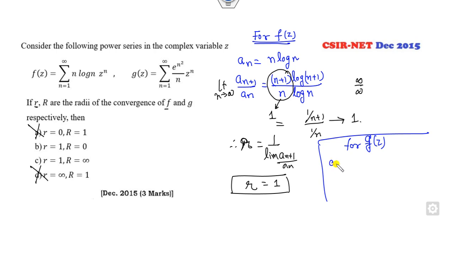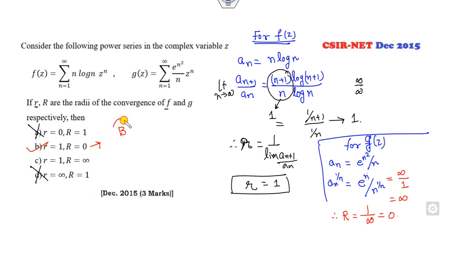For g, an is e raised to power n square over n. Since it is n square, I can choose this value, which is n over n raised to power n. Now what is that limit as n approaches infinity? The denominator value will be 1. e raised to power infinity is infinity. So therefore the radius of convergence will be 1 over an raised to power of this. So r will be 0. So r is 0, B is the correct option, and C is the wrong answer.